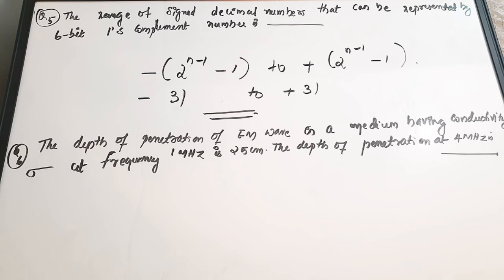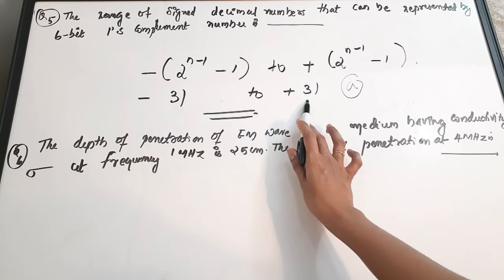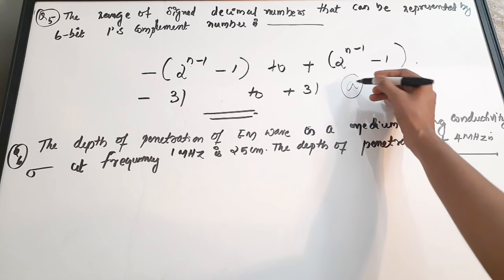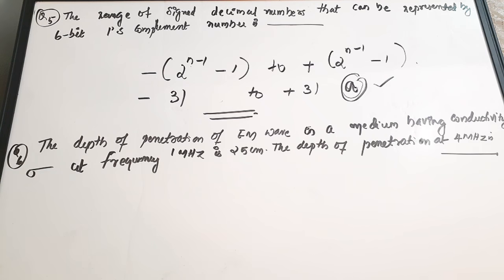So the correct answer for this question, I have not included the option. The correct answer for this question is actually option A, this range, that is minus 31 to plus 31. So correct answer is option A for this question.